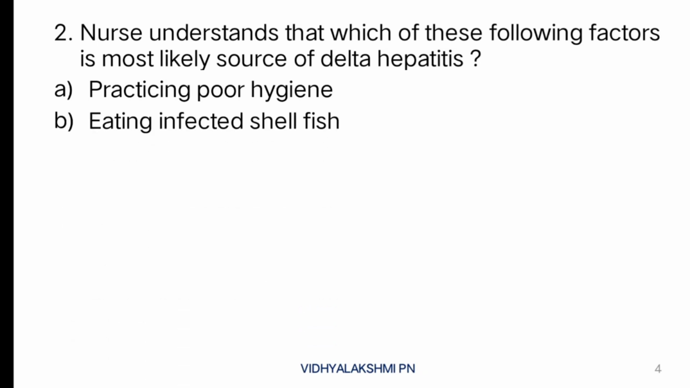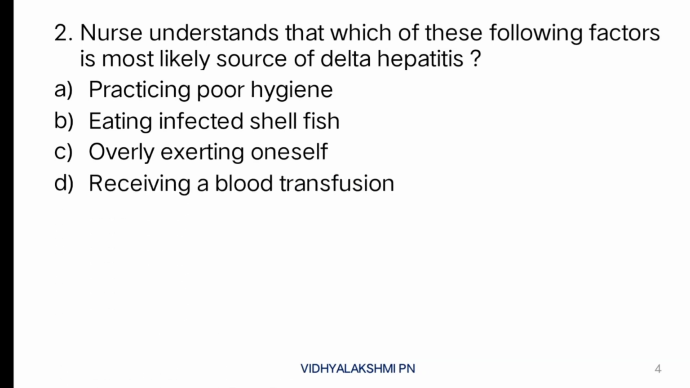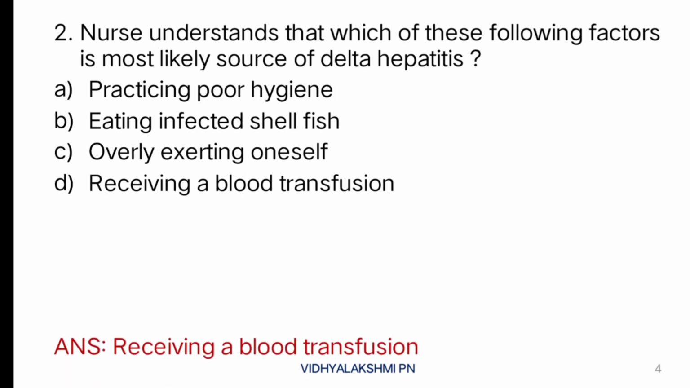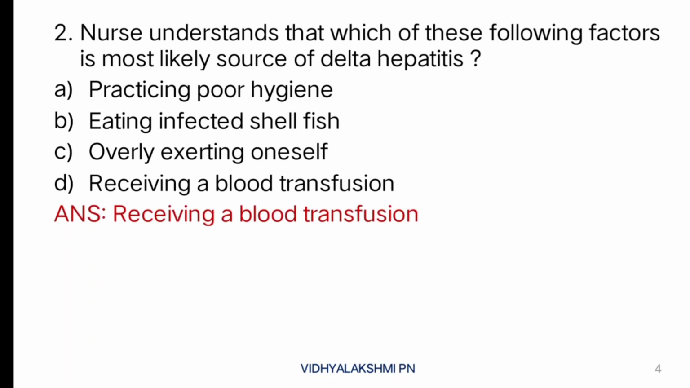Option A, practicing poor hygiene, option B, eating infected shellfish, option C, overly exerting oneself, and option D, receiving a blood transfusion. Here in this question they have mentioned the source of infection by delta hepatitis.